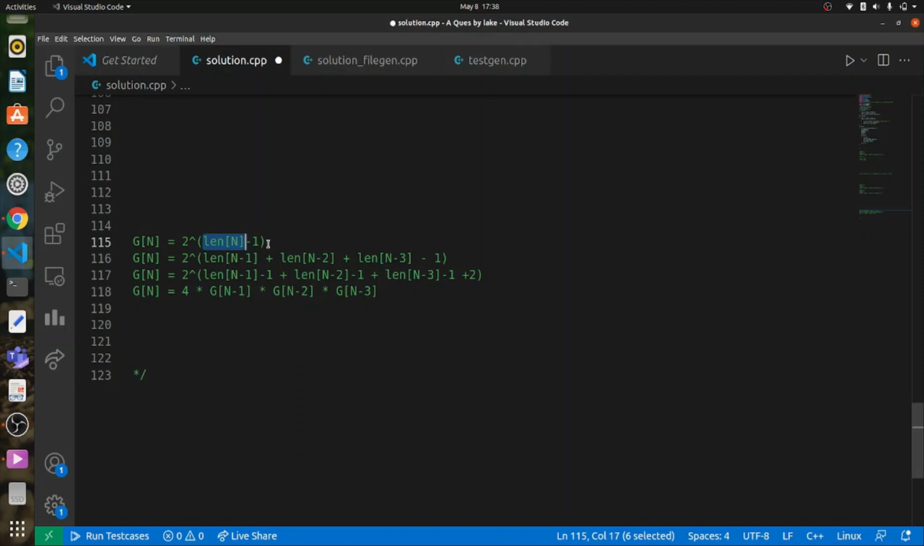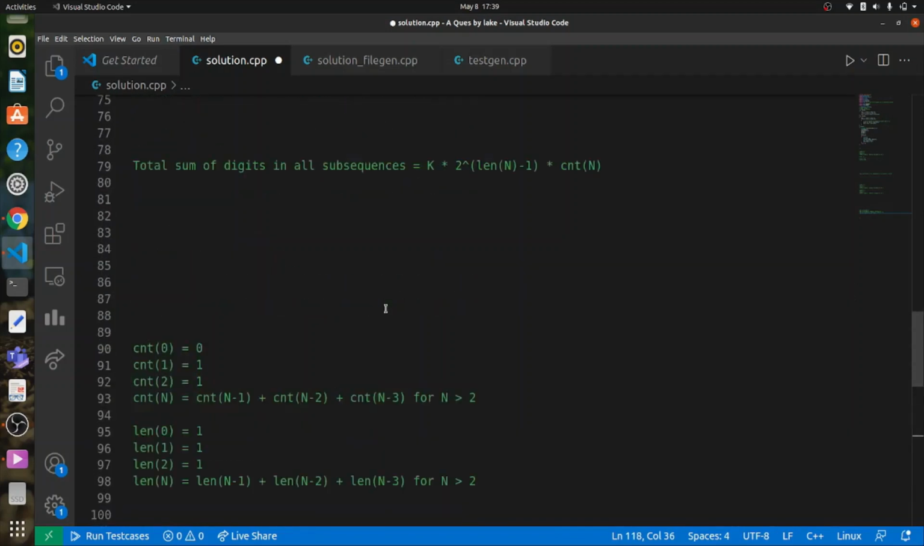If you do some manipulation here, adjusting minus 1, minus 1, minus 1 here and plus 3 here, so plus 3 minus 1 becomes 2. Now what is 2 to the power length n minus 1 minus 1? That is just g of n minus 1. Similarly, this will become gn minus 2, this will become gn minus 3, and this 2 to the power 2 will come as 4. So now you can easily compute gn using this recurrence. Now let me show you the code.